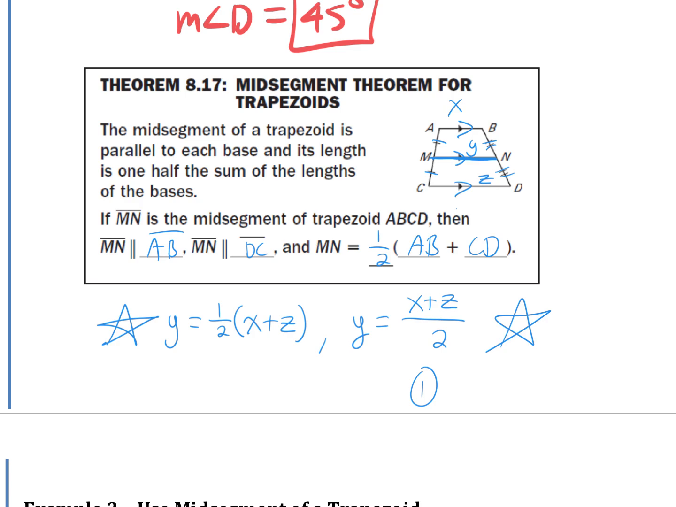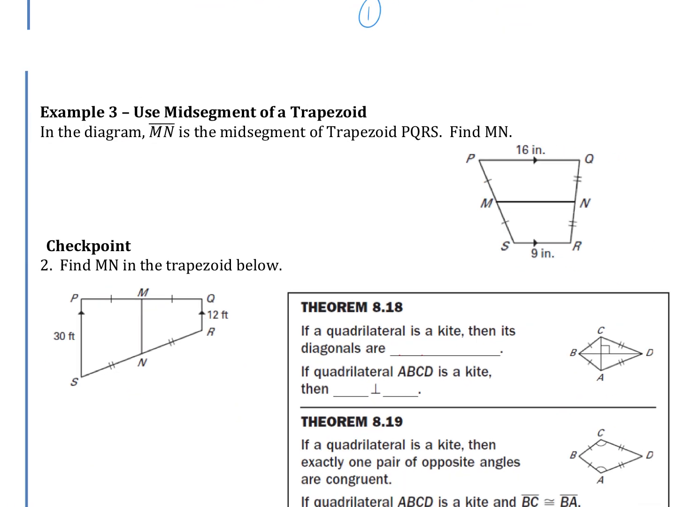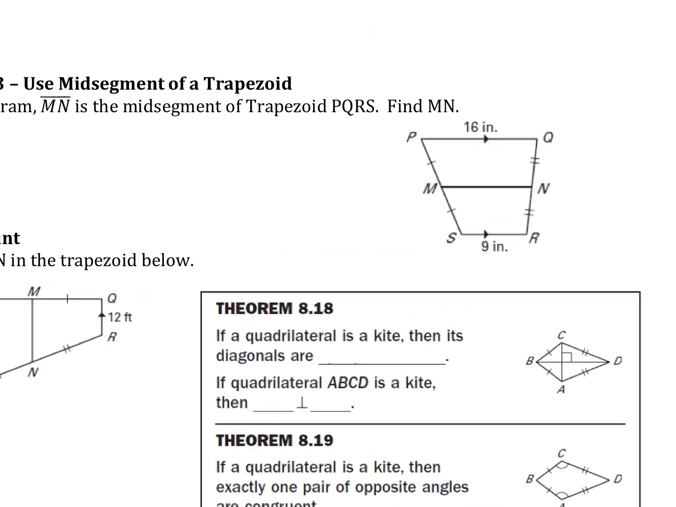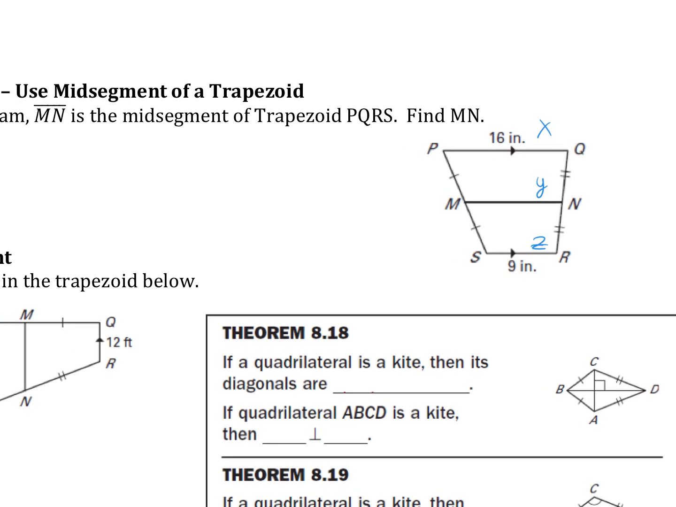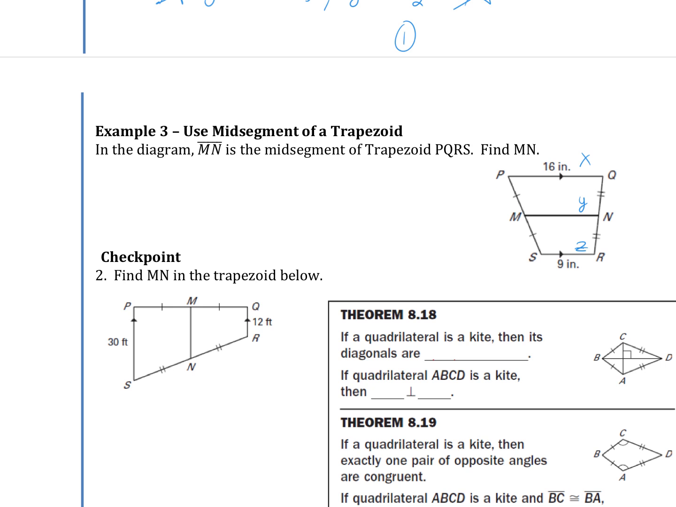Okay? So let's do an example here. Let's do this. Example 3. We know MN is the mid-segment. We're looking for the mid-segment. So call this X, Y, and Z, right? We'll solve it two different ways so we get the hang of this here. So we know Y equals 1/2 of X plus Z, right?